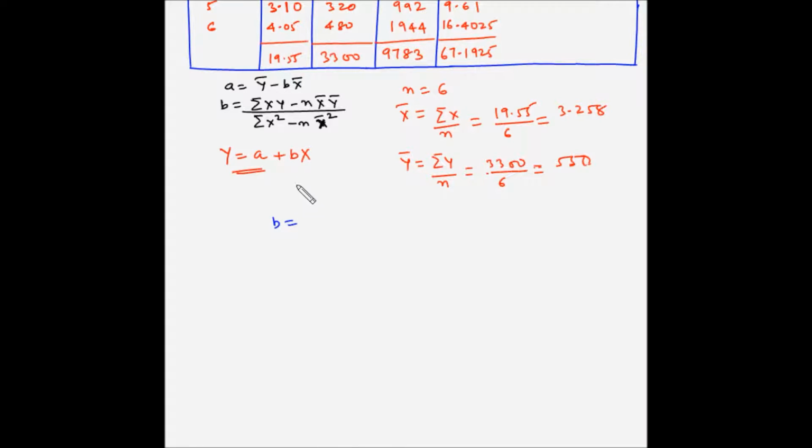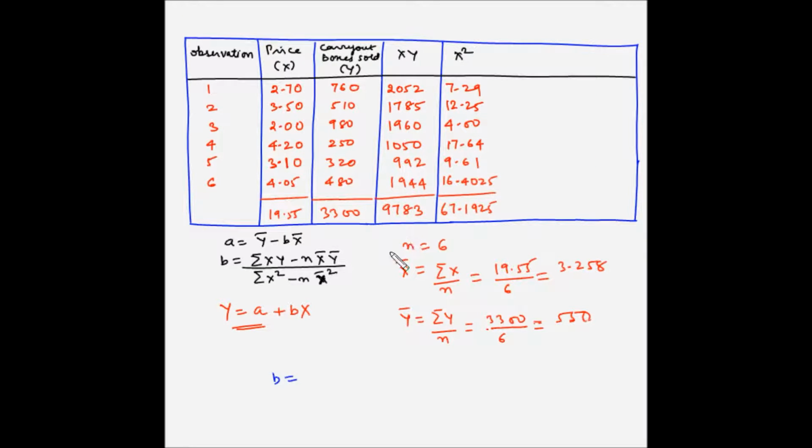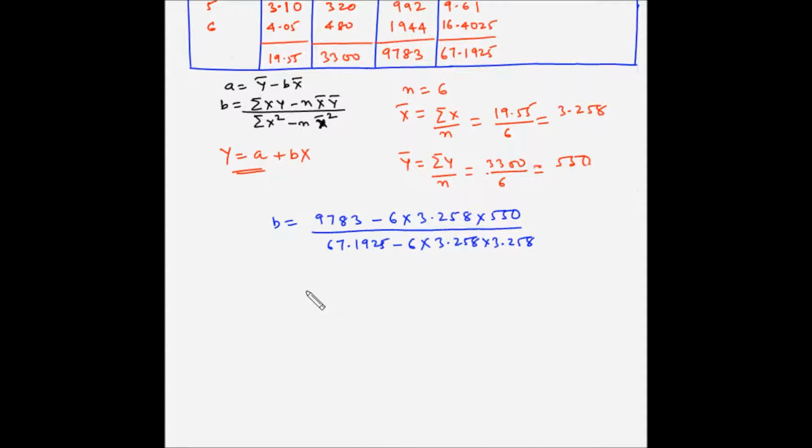So b is equal to sigma xy, which is 9783, minus n, which is 6, multiplied by x bar, which is 3.258, multiplied by y bar, which is 550, divided by sigma x square, which is 67.1925, minus n, which is 6, multiplied by x bar square, which is 3.258 square. So this is equal to, so let me pull my calculator here.